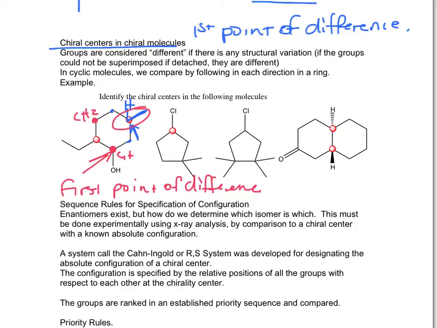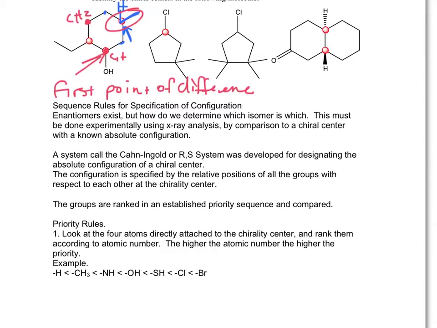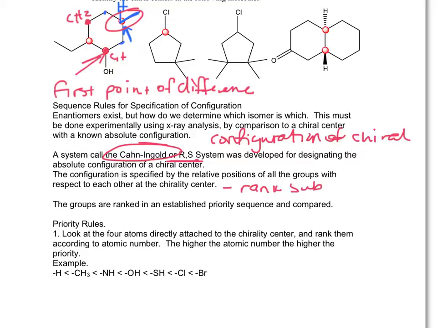Okay. So now what we need to do is just figure out how to assign the configuration of a chiral center. If you've looked through my notes, and if you remember from last week's class, we designated the chiral centers R and S, and we used priority rules based upon the Cahn-Ingold-Prelog priority rules to rank our substituents. So what we're going to do is first rank the substituents.